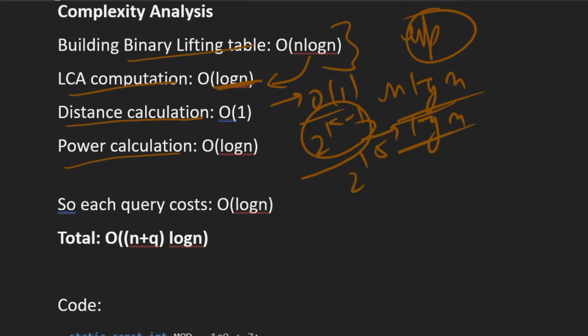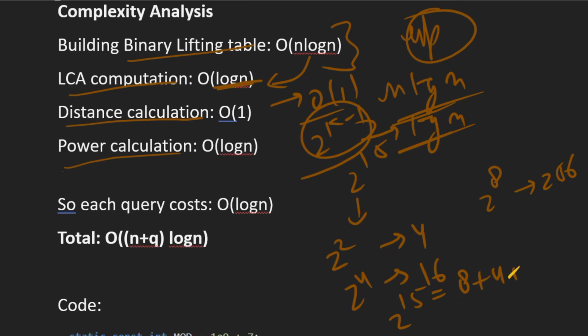Suppose you have to calculate 2^15. Initially we calculate 2 squared, that is 4. Now using 2 squared we calculate 2^4, that is 16. Then using 2^4 we calculate 2^8, that is 256. Now we have to calculate 2^15. So 15 is equal to 8 plus 4 plus 2 plus 1.